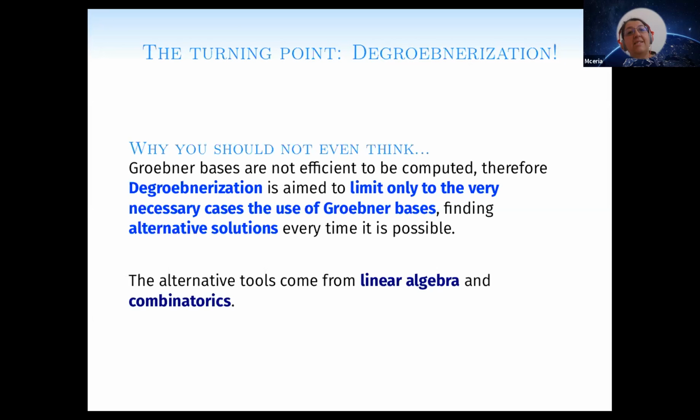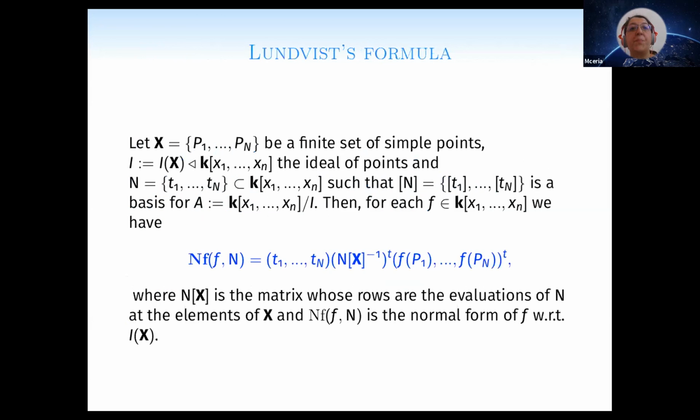The thing is, Groebner bases are not efficient to compute in general. And degroebnerization says, well, let's limit the use of Groebner bases only to the cases in which it is really necessary, and try to find alternative solutions every time it is possible, in particular using tools coming from, for example, linear algebra and combinatorics. Linear algebra and combinatorics are exactly the tools that we are going to use in order to improve the approach for this problem. And first of all, we introduce linear algebra.